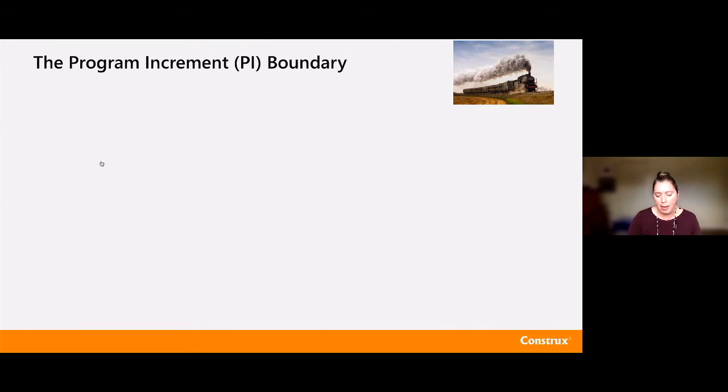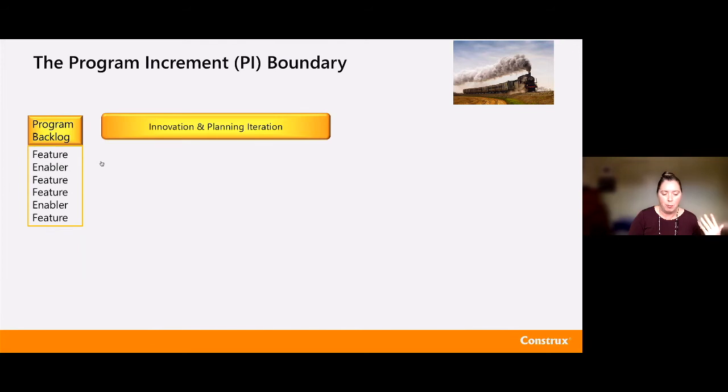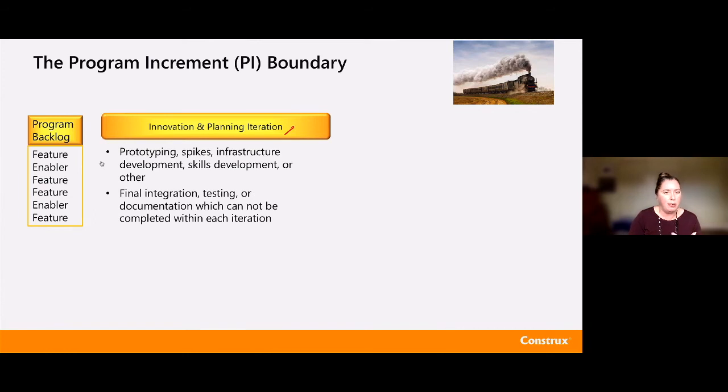This program increment boundary is a really important one. You can kind of think about this as an Uber sprint boundary. We're going to do it every 10 weeks, 8 weeks, 12 weeks, whatever we've picked. As the previous program increment winds down, we're going to have an IP sprint. And that's really going to be where we're doing prototyping, research, building some infrastructure, doing things that prepare us for the next PI. We may do any final integration testing or documentation which couldn't be completed inside the iterations. This should be as small as possible.